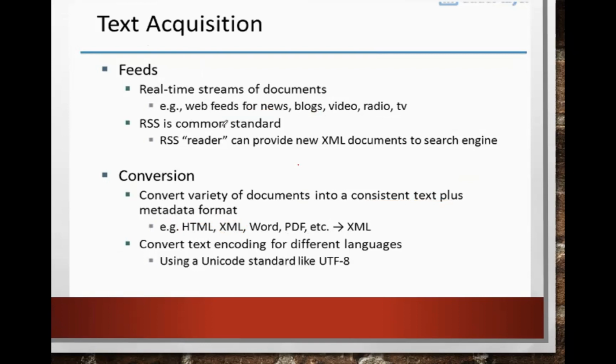Once a document is fetched, it needs to be processed. Here the document formats may be converted into a single format. It can be HTML, XML, Word, PDF, and so on. All these documents should be converted into a single format, XML. Then text encodings are standardized. Usually this can be done using a Unicode standard like UTF-8.